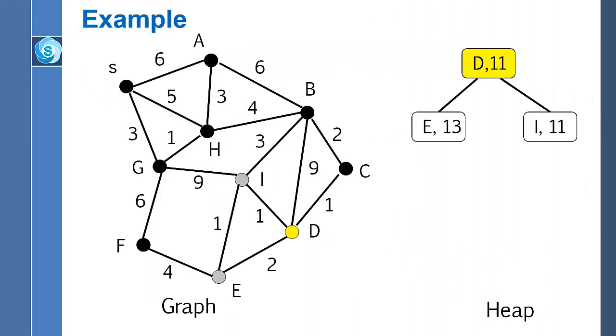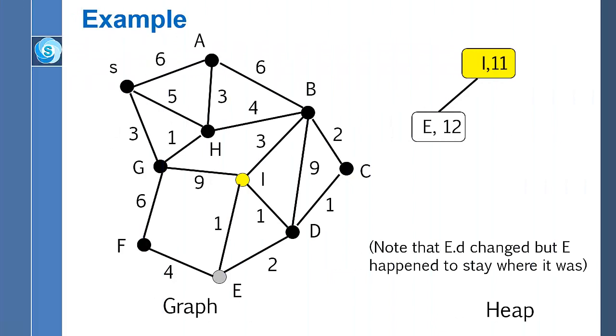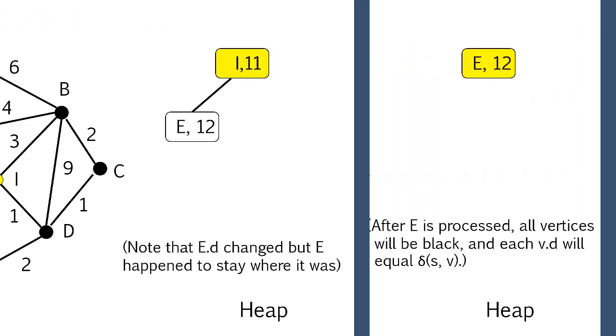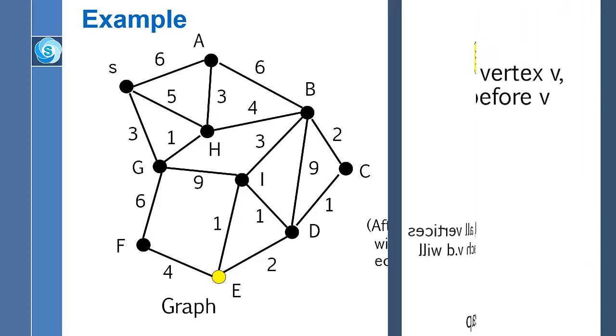So then it becomes D's turn. We're almost done. And then it's I's turn, and finally E's turn. Okay? We visit E. There are no other vertices. All the other vertices have been processed already. So that's it. After we're done processing E, we'll have processed all the vertices. And the truth is, we'll know all of the distances from S to all of these vertices.